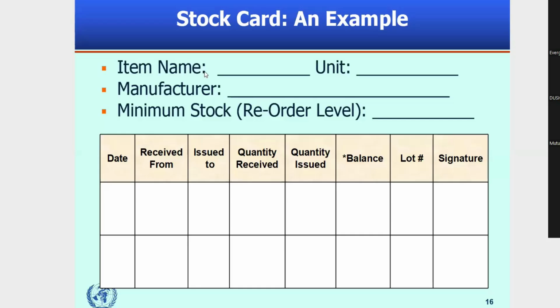I told you that you put the item, for example, syringe of 5 cc. The unit you are going with, the syringe is the name. Unit is 5 mils. Manufacturer can be an industry from India or any like Unipharma. Here in the minimum stock reorder level, you can put maybe 200 pieces. You have to make a reorder. So here you put the date.